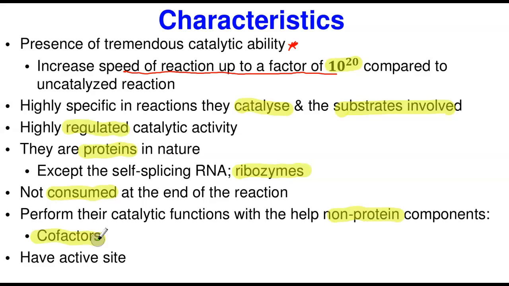And finally, every enzyme has an active site. An active site is that portion of the enzyme that it uses to bind the substrate and initiate catalysis. Inside the active site is where you have the functional groups, which the enzyme uses to interact with the substrate and initiate those biochemical reactions. So these are the characteristics of enzymes.